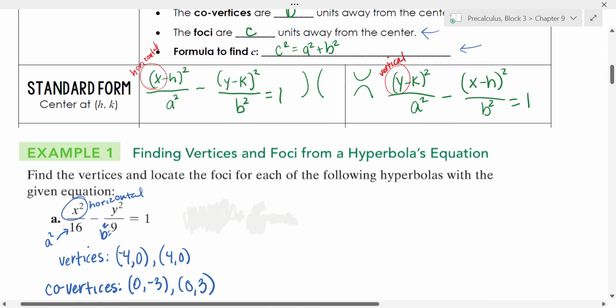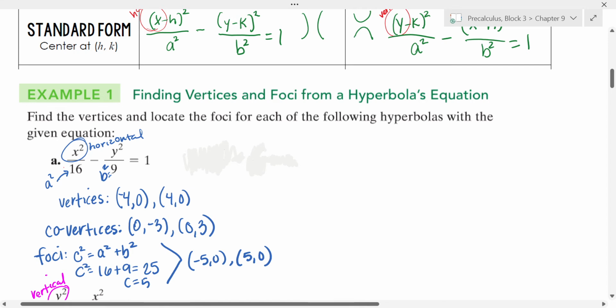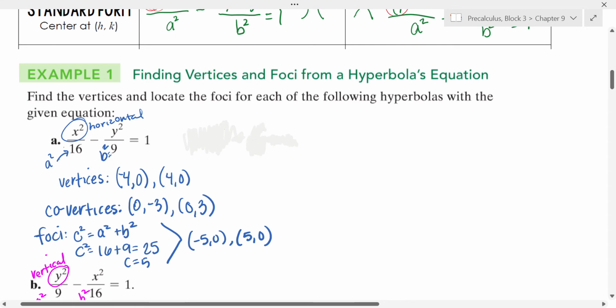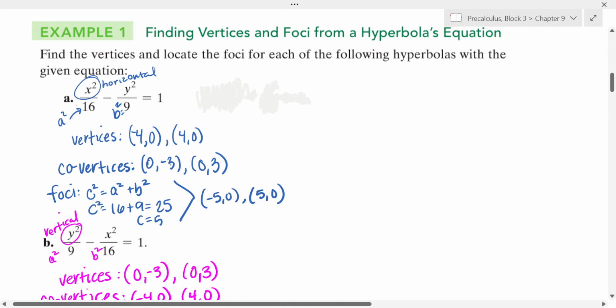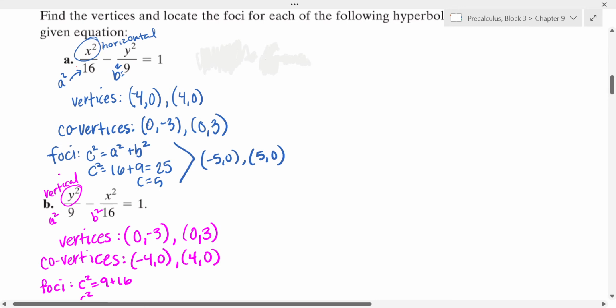And so what we did next was find the vertices by finding a, which is under the x term, so that makes the vertices value in the x location. So you have to put the 4 in the x place, and then the covertices will be the y value. And you use a and b to find c, and then the foci are aligned with the vertices, so they are also along the x-axis.